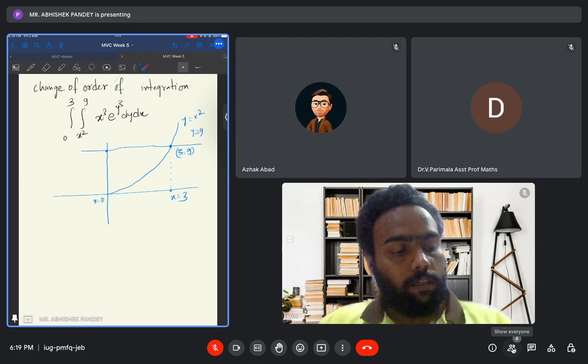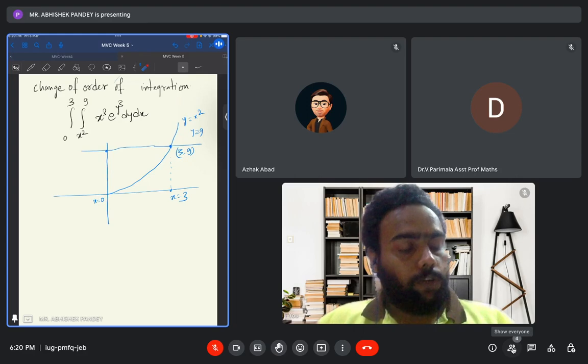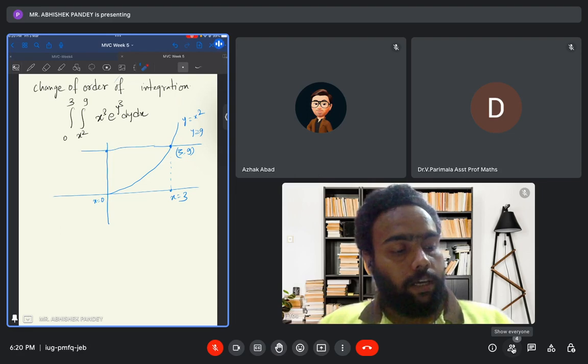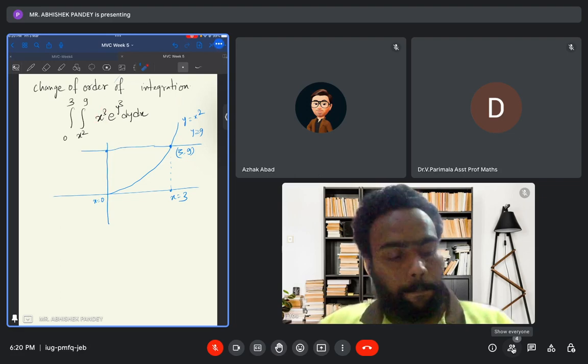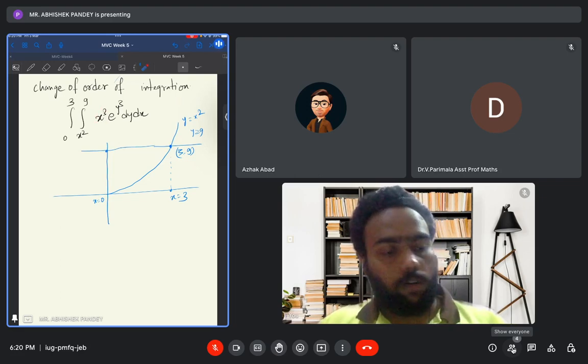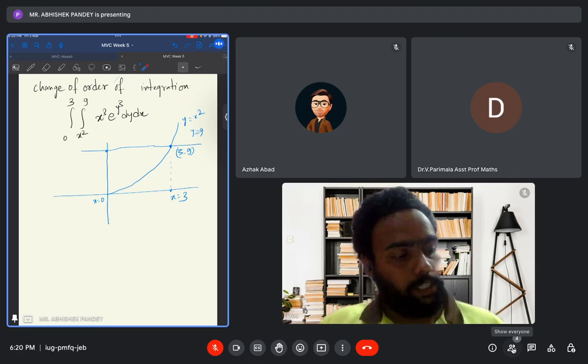Rather than that, what we will do is we will change the order of integration, so that this dy dx will become dx dy, and then we will integrate x cube with respect to x, which is quite easy. So this is the advantage of changing the order of integration.